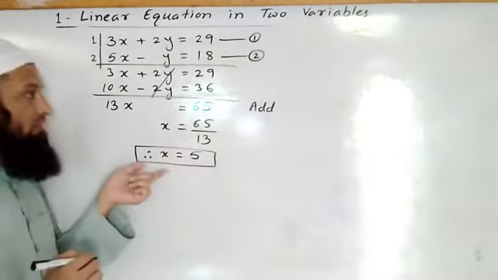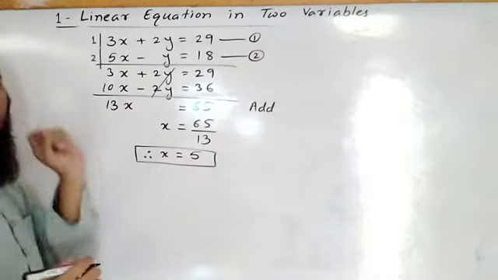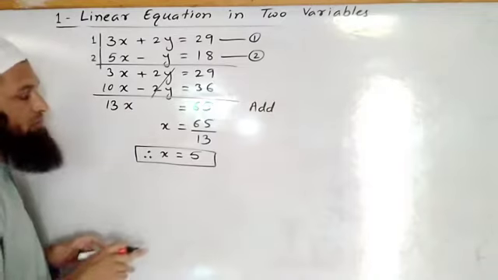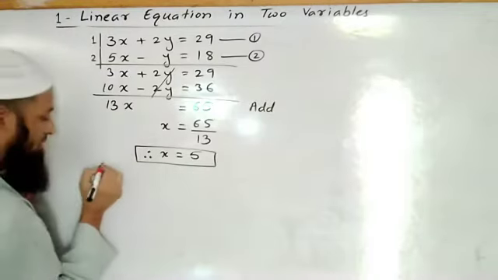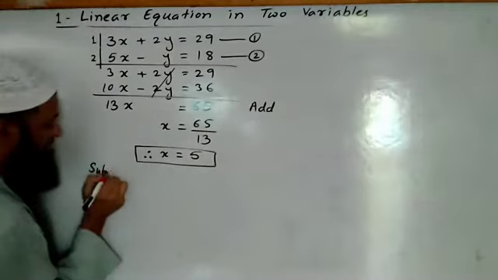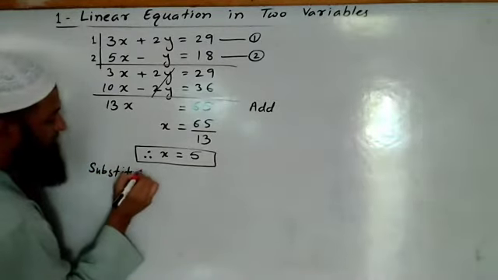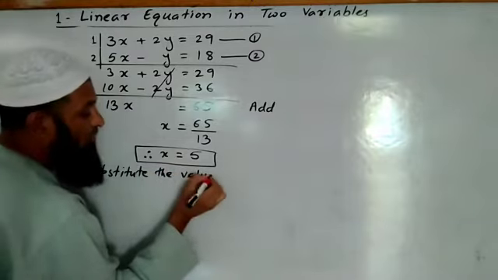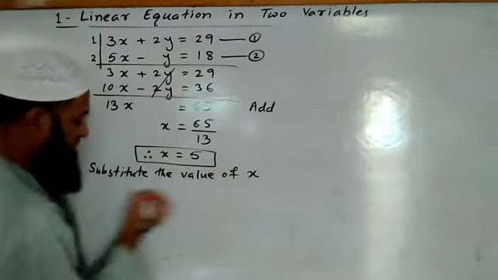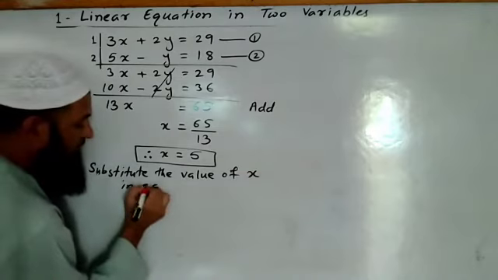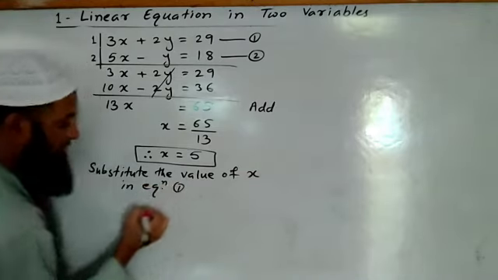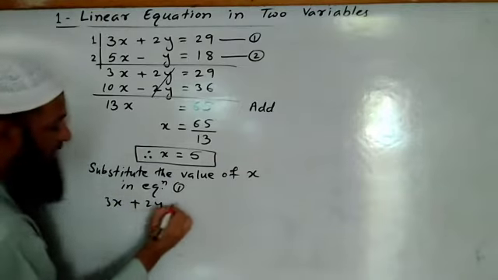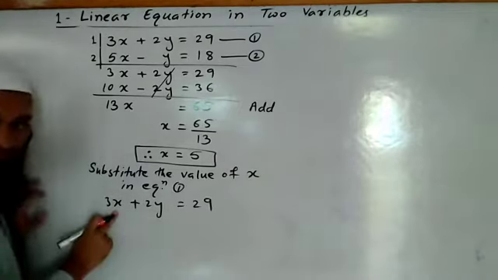This value we will substitute either in equation 1 or equation number 2. Okay, your will and wish, wherever you want you can substitute. So I will substitute this in equation number 1. Substitute the value of x in equation 1. So I will write this equation 1 here. 3x plus 2y is equal to 29. Now I am going to substitute the value.